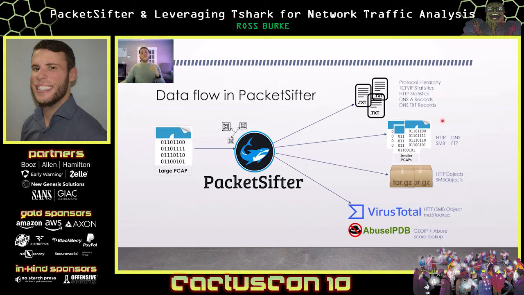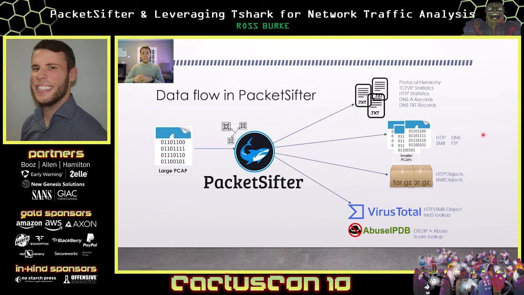So the second portion is it'll carve out smaller pcaps. It'll take one large pcap and then carve out several different ones depending on the protocol. So automatically it'll pull out HTTP traffic, SMB traffic, FTP traffic, and DNS traffic into 4 different pcaps for you. So if I want to only look at DNS traffic, I already have a pcap that only contains DNS traffic, which makes it easier for me to work with as an analyst.